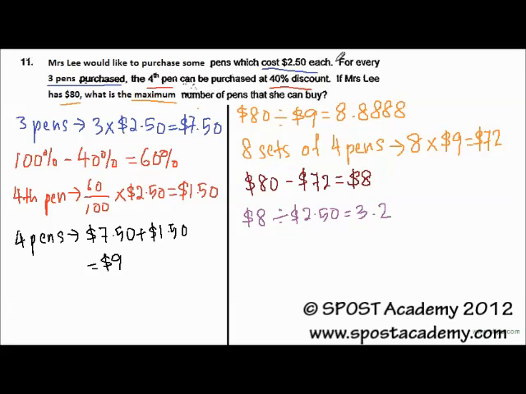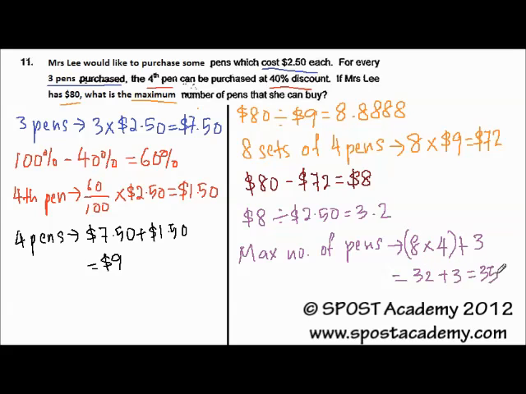Okay, so the maximum number of pens is actually 8 times the 4 pens plus an additional 3 pens. Okay, so this will be 32 plus 3 and gives us 35.